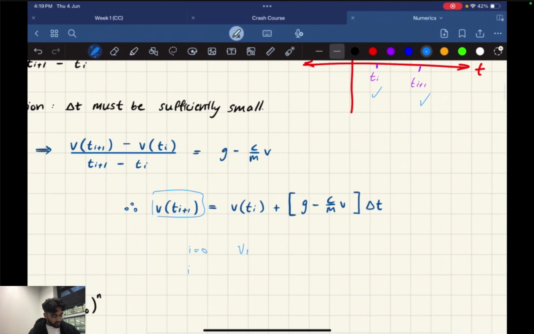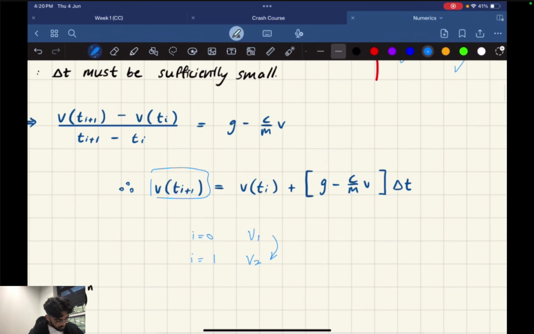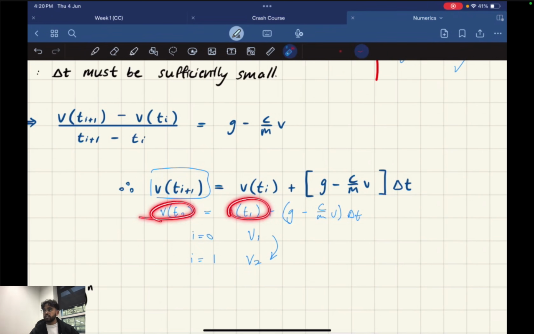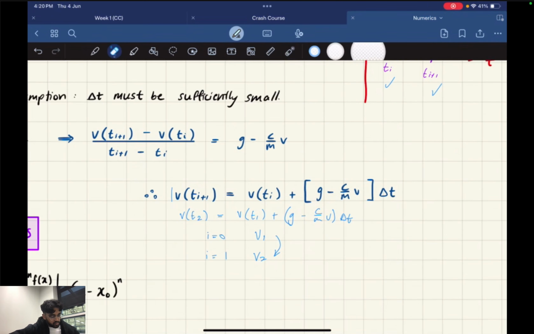When we're trying to find it for the next step, we're going to find v2, but it's actually going to use v1, right? Because if you think about it, if i equals 1, this becomes v of t2, which is equal to v of t1 plus g minus c on m times delta t. Right? So this is v1, this is v2. It's an iterative process, right? Everything here is an iterative process. Any questions? It's a pretty ghetto example, but it works out.